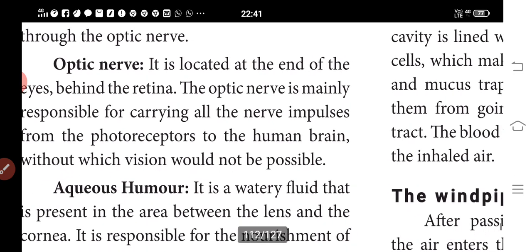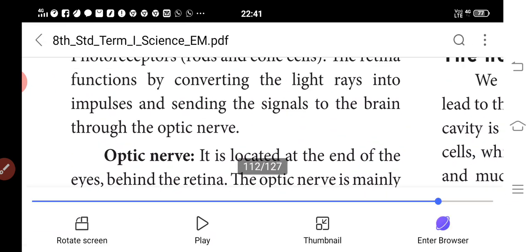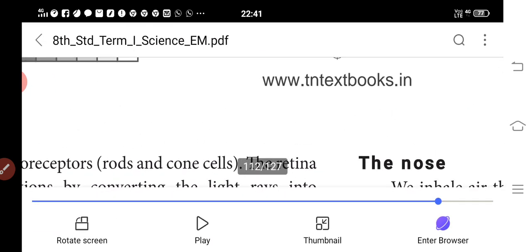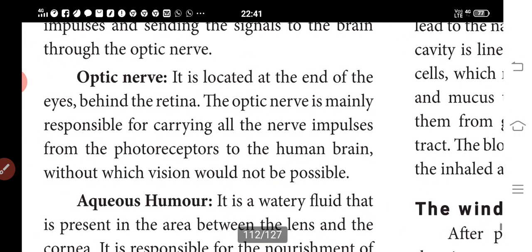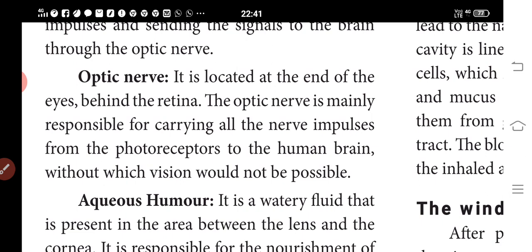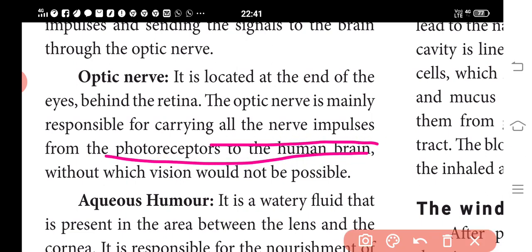So next one, let us see the optic nerve. It is located at the back of the eye behind the retina. The optic nerve is mainly responsible for carrying the nerve impulses from the photoreceptors to the brain, making vision possible. Without vision, that spot is called the blind spot.